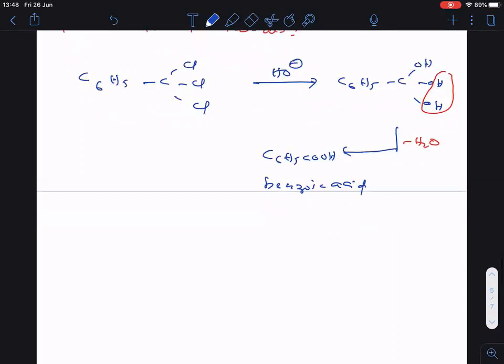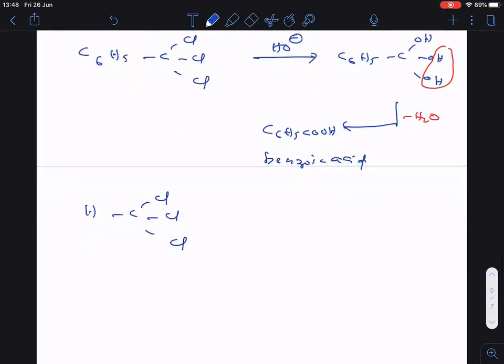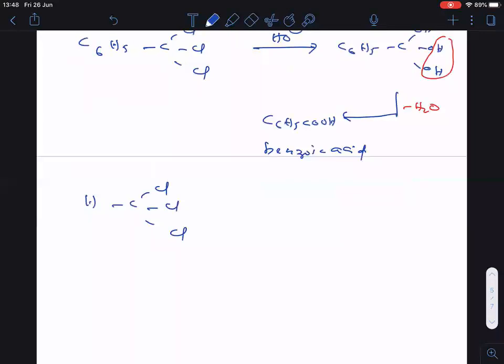Completed? Now, in a similar way, for example, if I take this one now, I think you know this is chloroform, CHCl3. So chloroform, if I do the same thing. Clear? So what happened here?